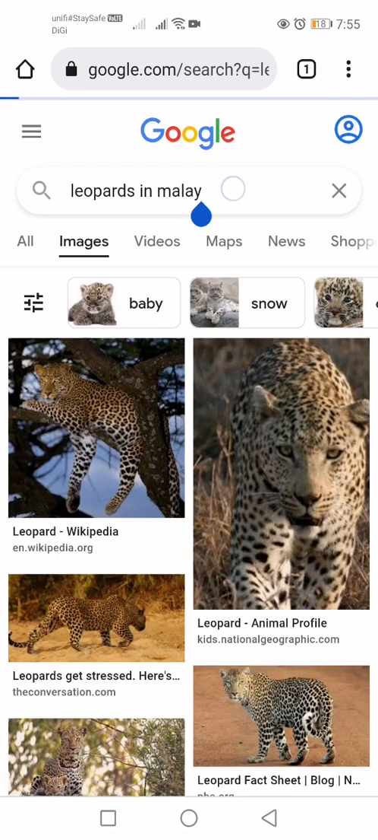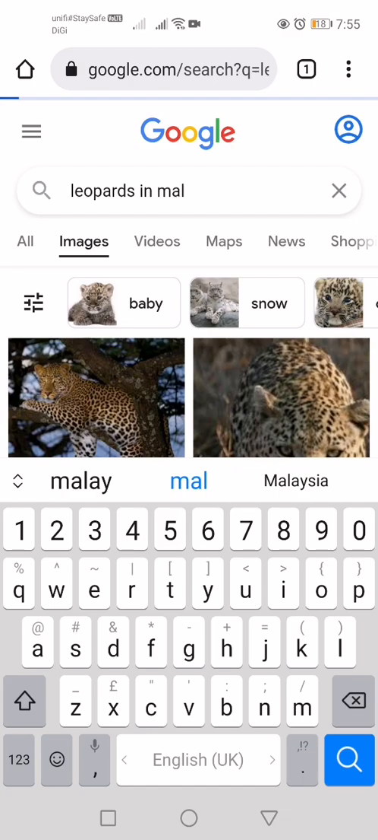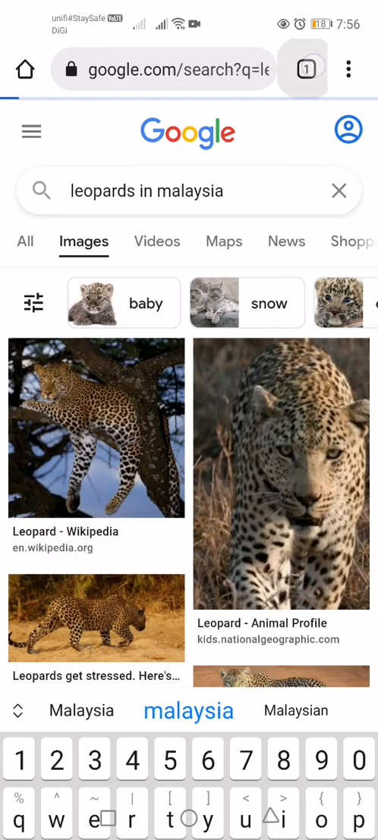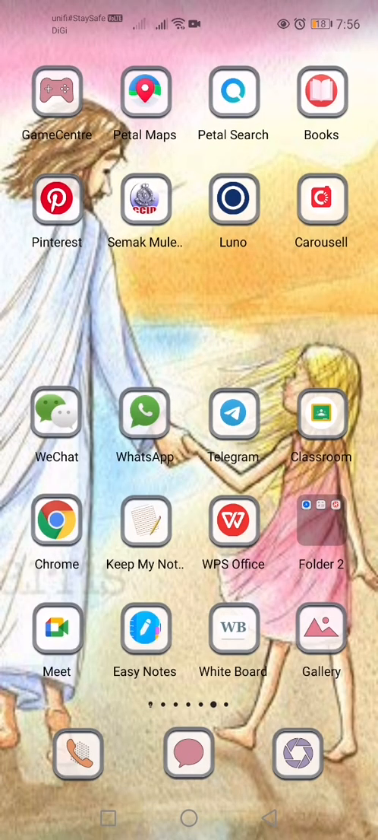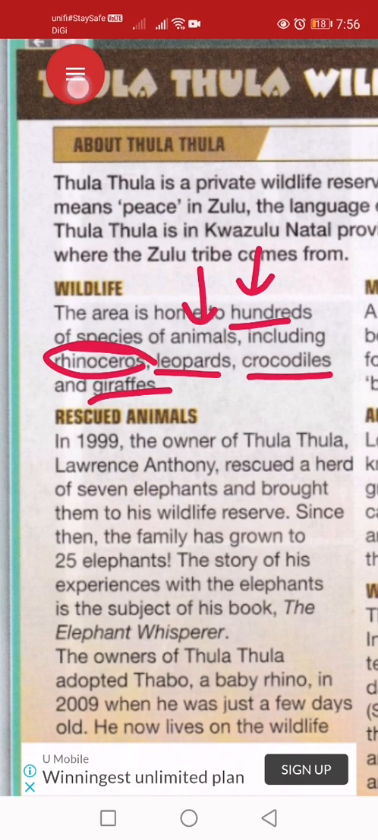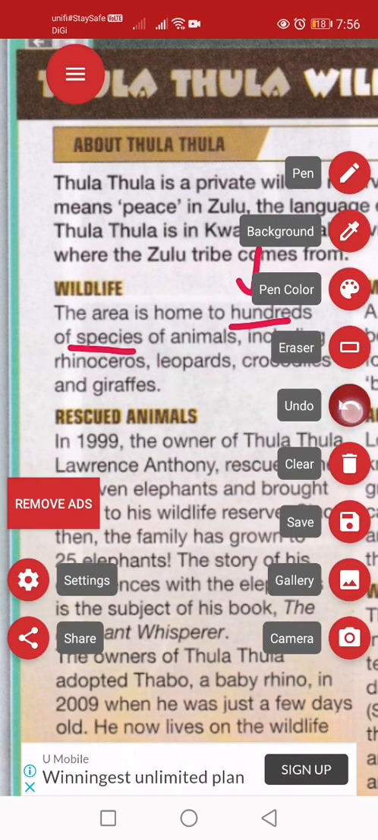This is leopard, okay? So leopard in Malaysia, there's actually leopards in Sabah and Sarawak, as well as in West Malaysia. But never mind, the line is so sucky, so let's just continue. So you just get the idea what is a leopard, okay?